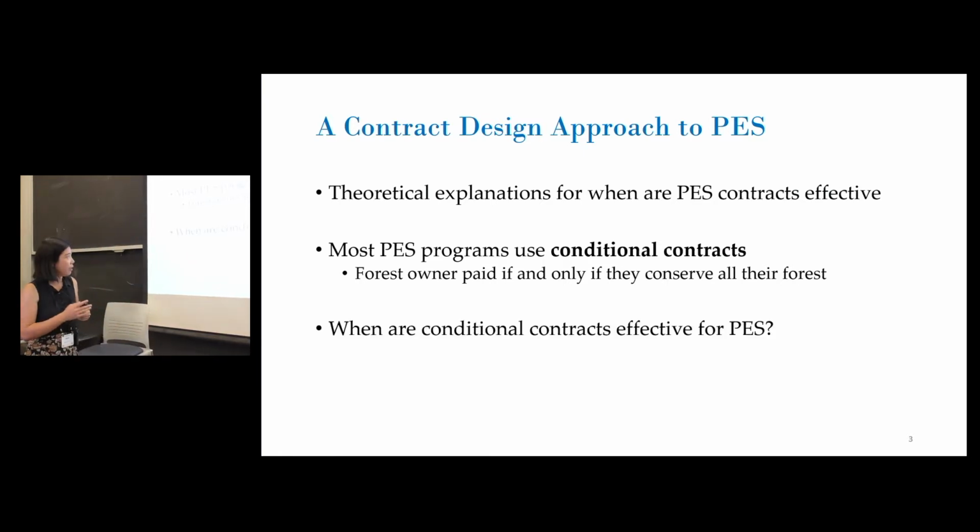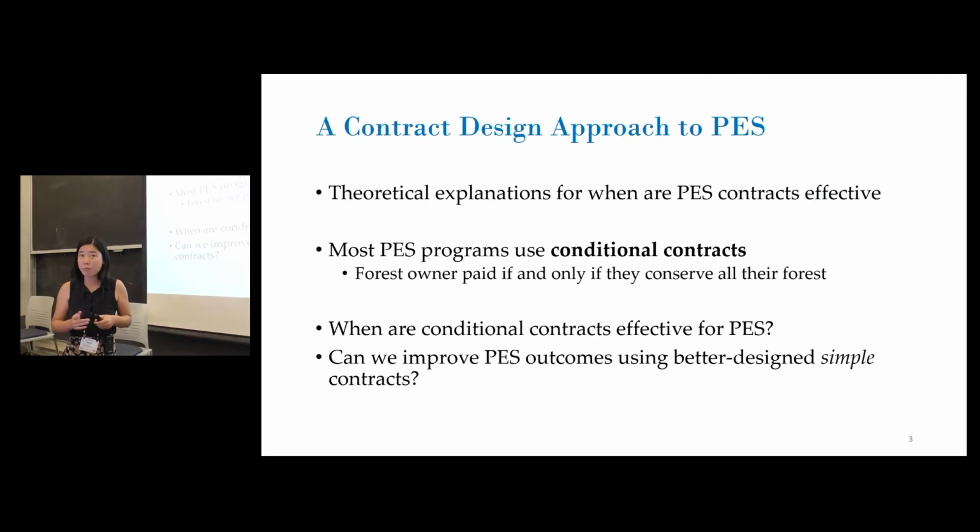And so this is obviously a very particular form of contract. There's like one action you can take, which is conserve everything. And if you don't take that action, then you get nothing. And if you do take that action, you get paid a predetermined amount. And so the question is, when is this specific kind of contract effective for PES?